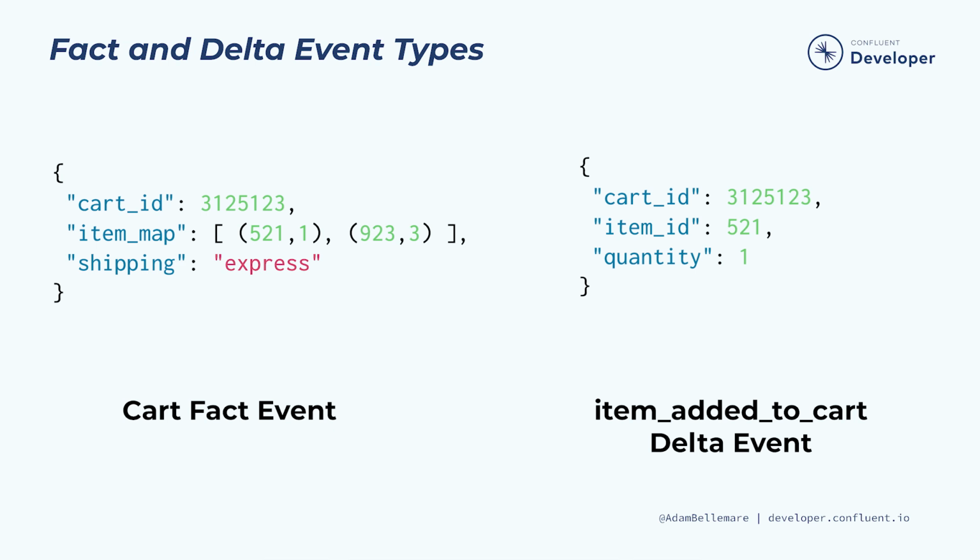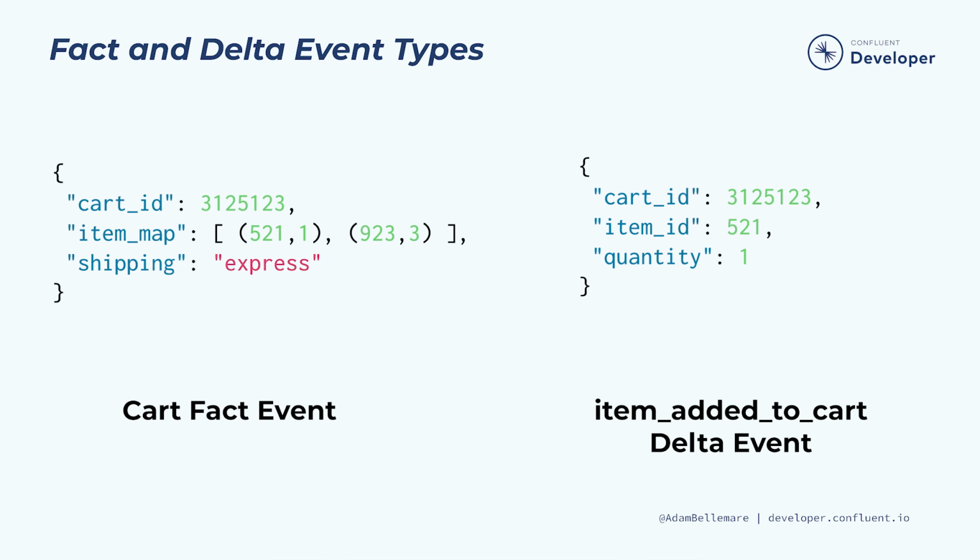You can also think of a fact event similar to how you may think of a row in a database, a complete set of data pertaining to that row at that point in time. The cart event on one side contains a unique cart ID as well as an item map, which is a collection of item IDs mapped to the item quantity. So inside this item map, we have one item of ID 521 and 3 items of ID 923. Finally, the fact also contains the shipping method currently chosen for the shopping cart.